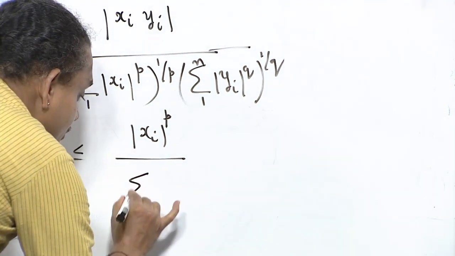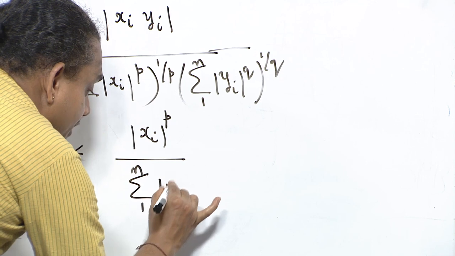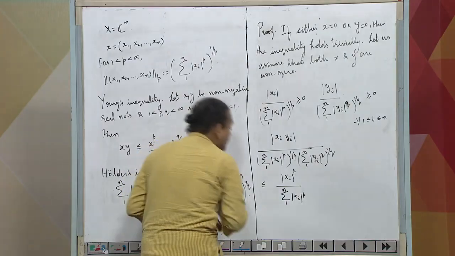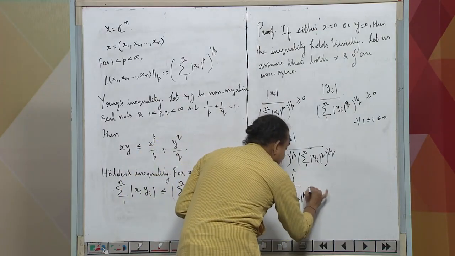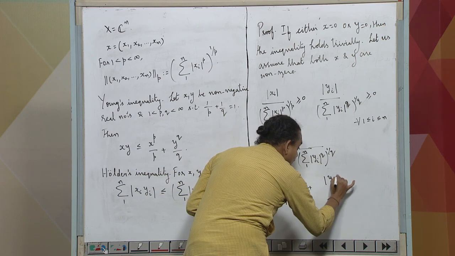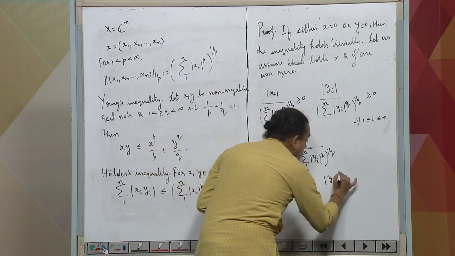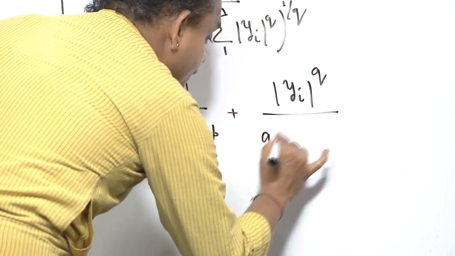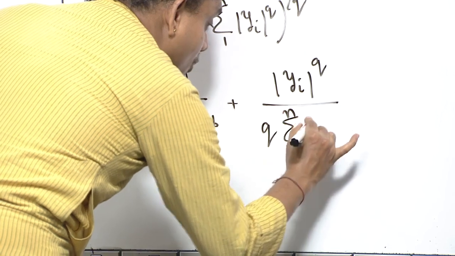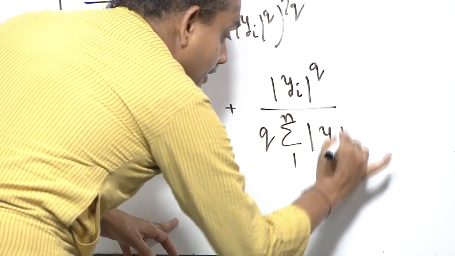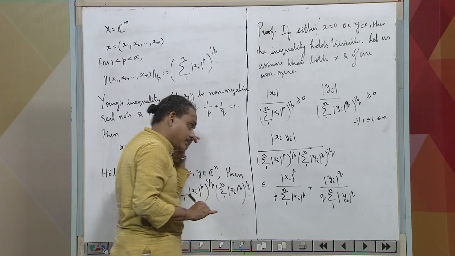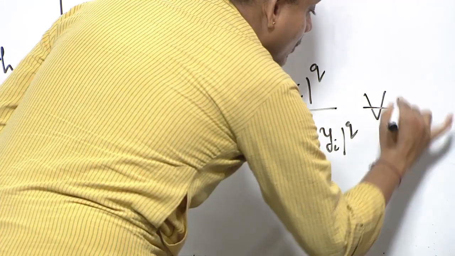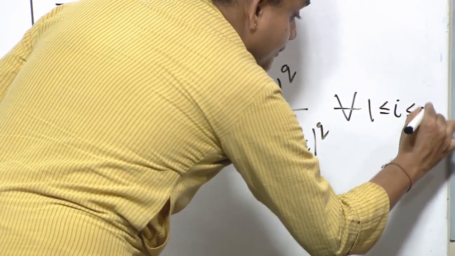Therefore, you will have the summation from 1 to n of mod xi raised to the power p, this is 1, and then the whole upon p. So, you will have a p here, plus mod yi raised to the power q upon, just like you have p here, you will have a q here, the summation from 1 to n of mod yi raised to the power q. So, this is what you have. This is true for all i, 1 less than or equal to i less than or equal to n.